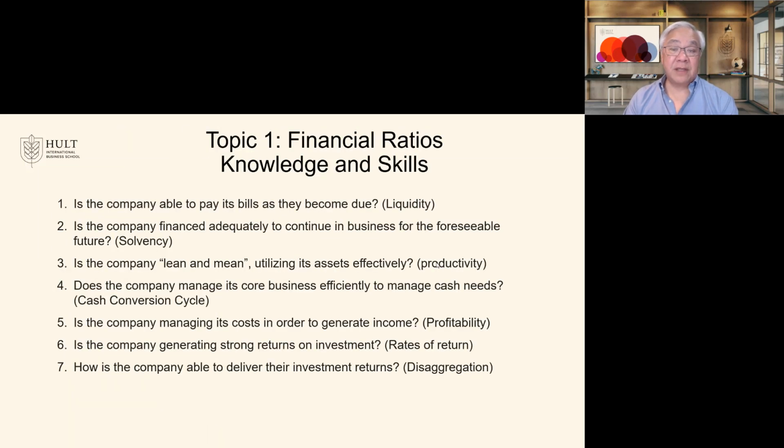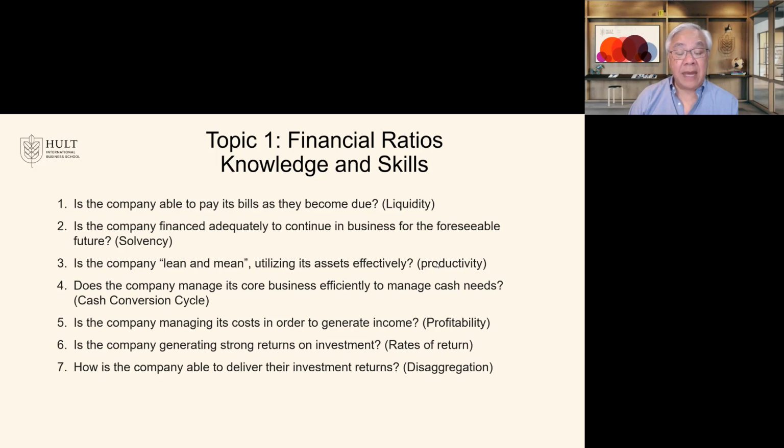So after finishing this topic, you should be able to answer these questions. Is the company able to pay its bills that have become due? That's liquidity. Is the company financed adequately to continue in business for the foreseeable future? That's solvency. Is the company lean and mean, utilizing its assets efficiently? That's productivity. And does the company manage its core business efficiently to manage its cash needs? That's the cash conversion cycle.